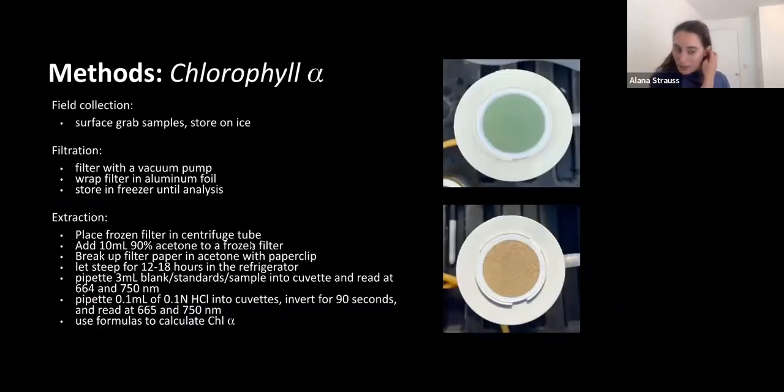To do this, we figured out we could grab surface samples in the field and then bring them back to the lab, where we would filter with a vacuum pump and then wrap those filters in aluminum foil and store them in a freezer until we were ready to analyze them. To analyze the filters, we would extract them using a 90% acetone solution and soak them overnight in the fridge, and then read them on a spectrophotometer the next day.